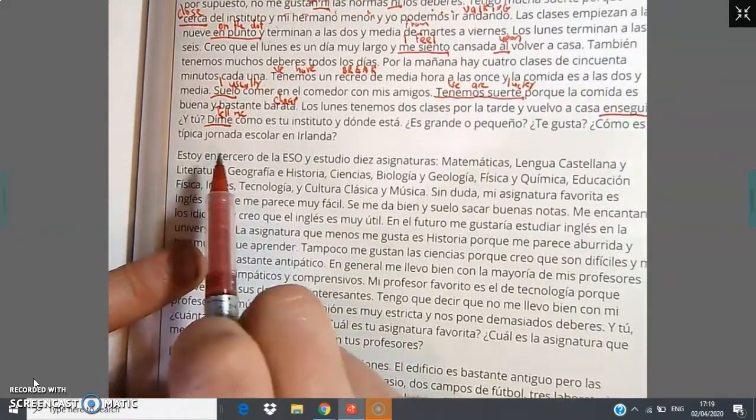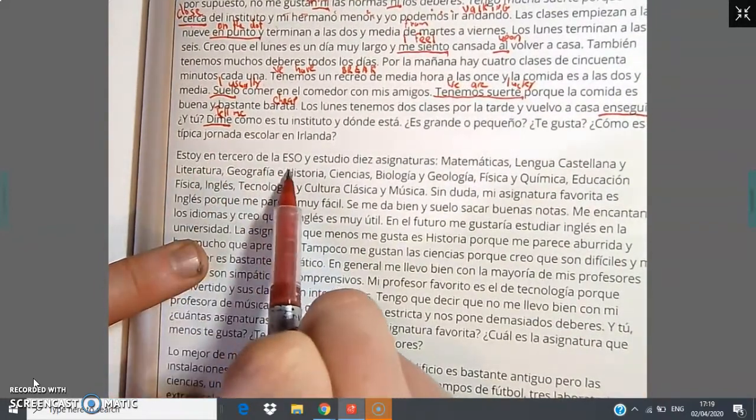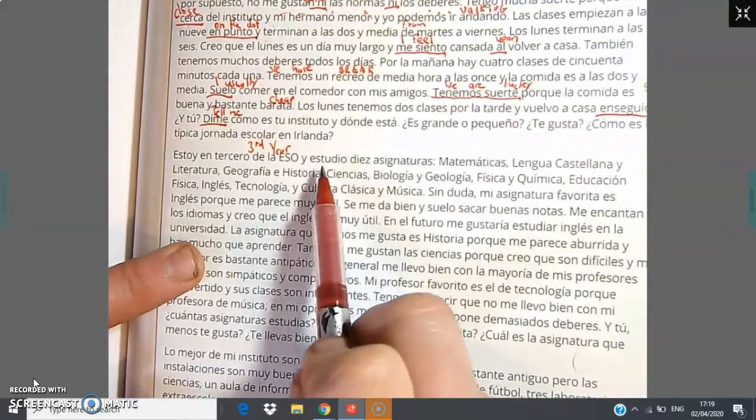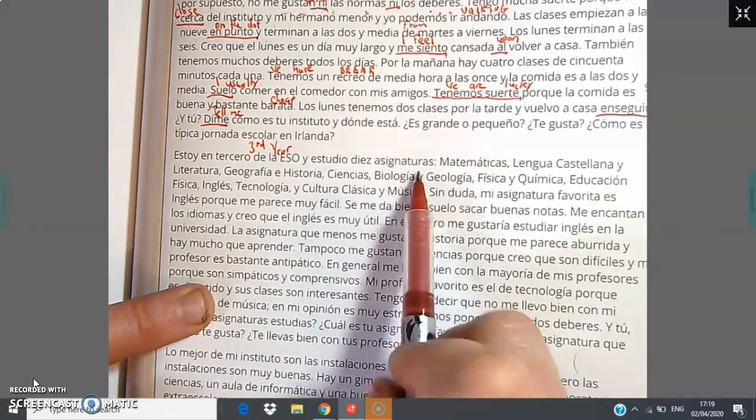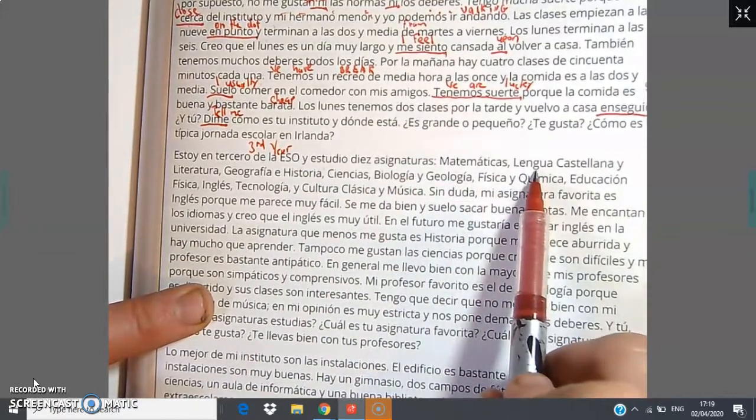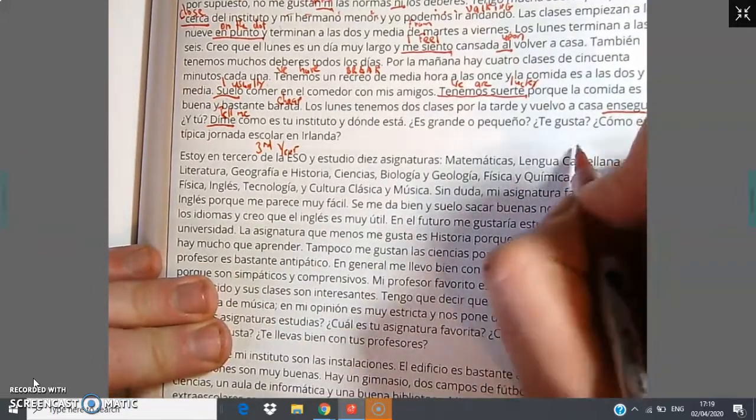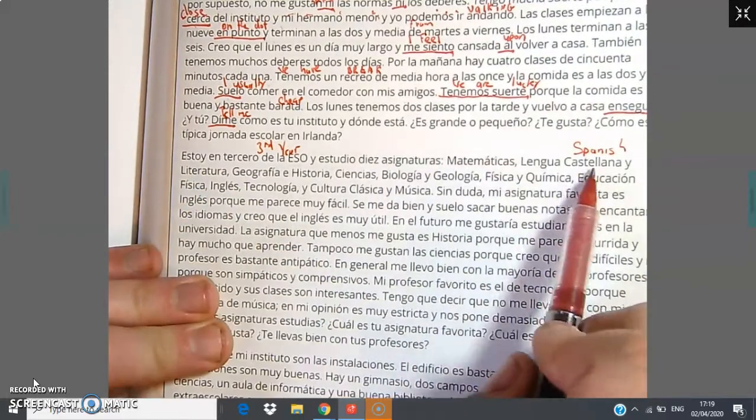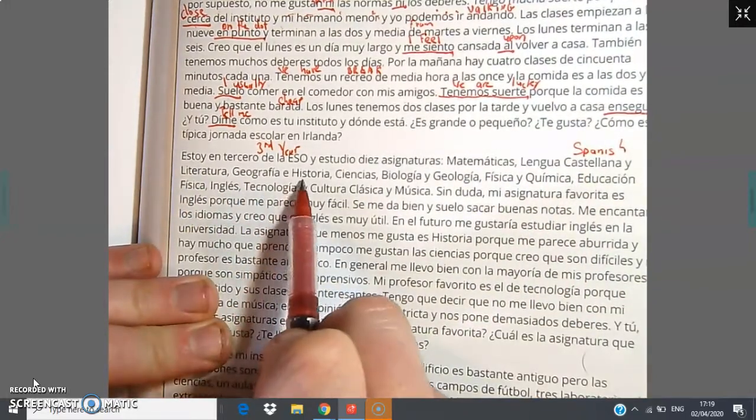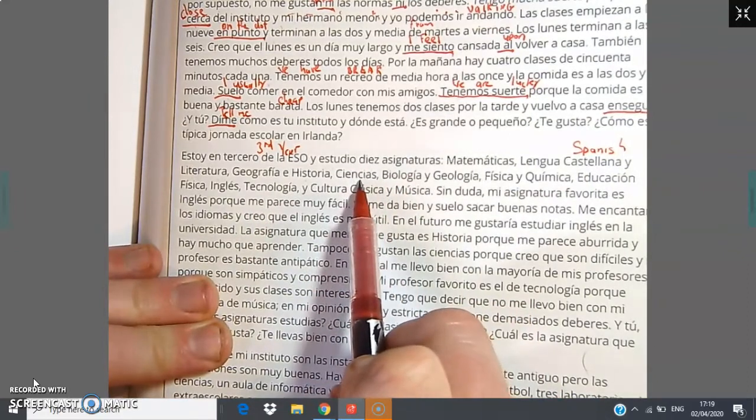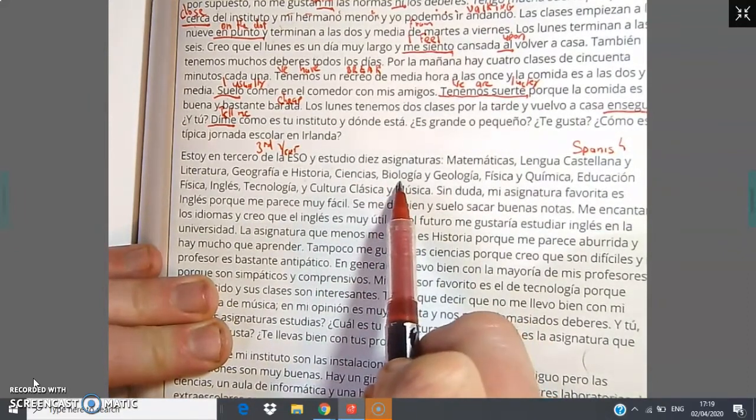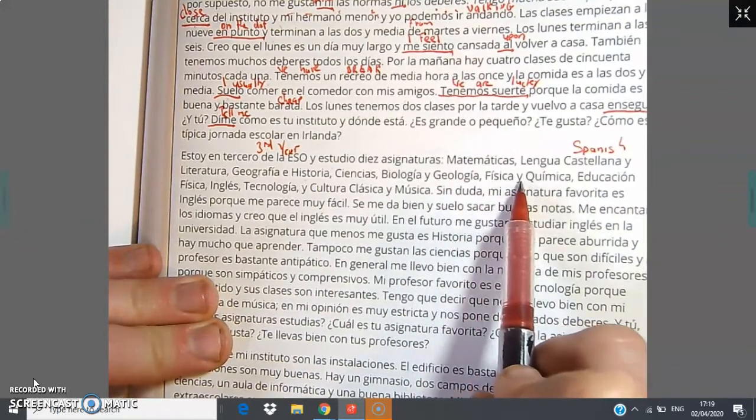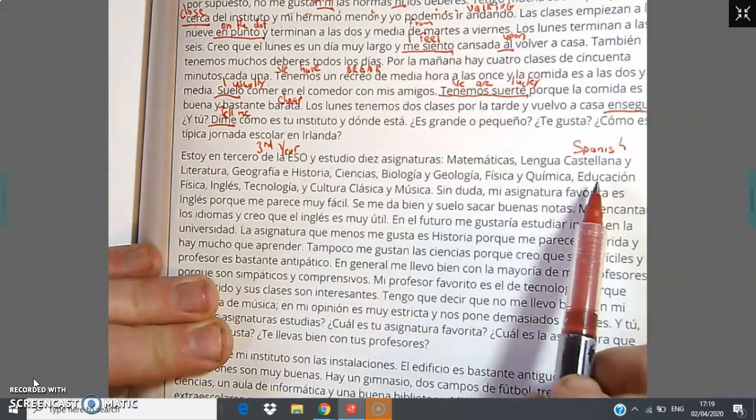Okay. Here she's saying, estoy en tercero de la ESO. So I'm in 3rd year. Okay. Estudio 10 asignaturas. So I study 10 subjects. Matemáticas, lengua castellana. So that's like Spanish. Castellana is another way of saying Spanish. So that's the equivalent of our English. Geografía y historia, geography and history. Ciencias is your sciences. Biología is your biology. Y geología, your geology. Física is your physics. Y química is your chemistry.